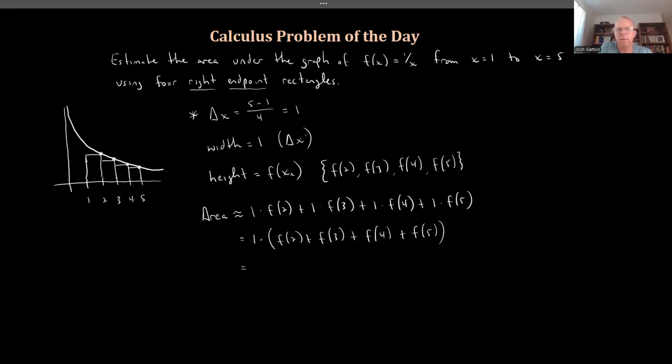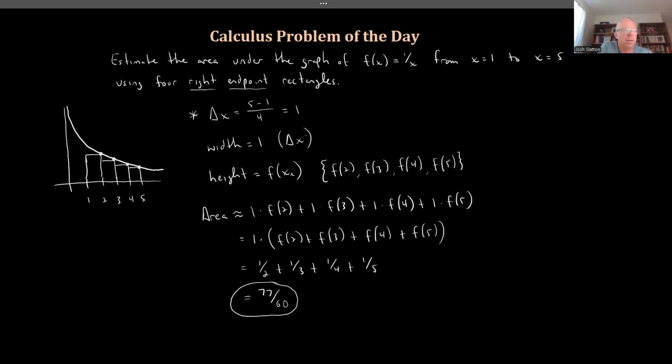F of 2, so our f of x is 1 over x. So f of 2 would be 1/2. F of 3 would be 1/3. F of 4 would be 1/4. And then f of 5 would be 1/5. And then all we got to do is add those up. I'll let you do that in the calculator. I already did it, but we'll work it out. We get 77 over 60. And so that is our approximate area.